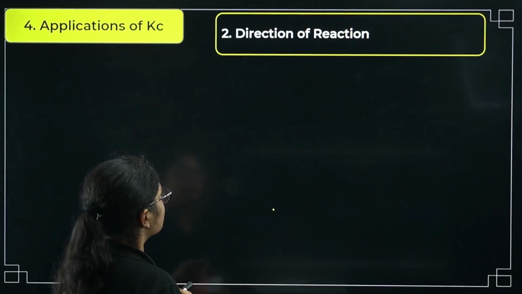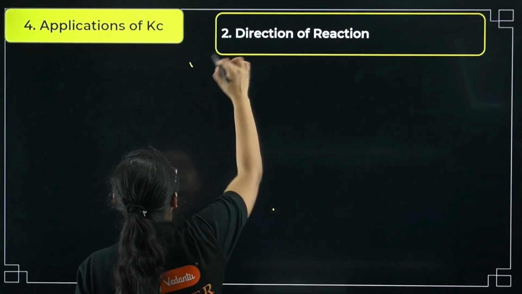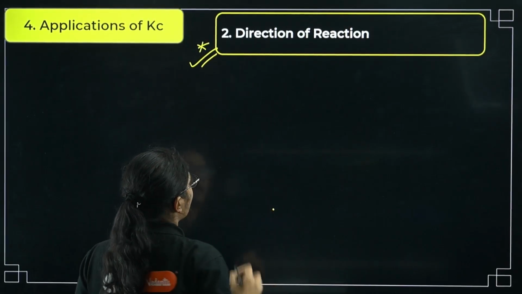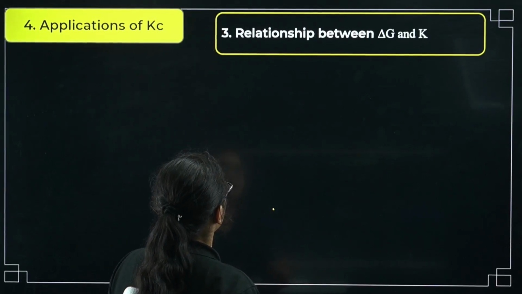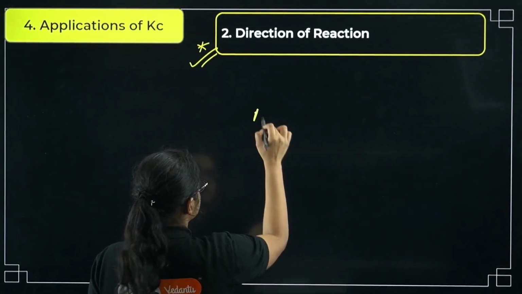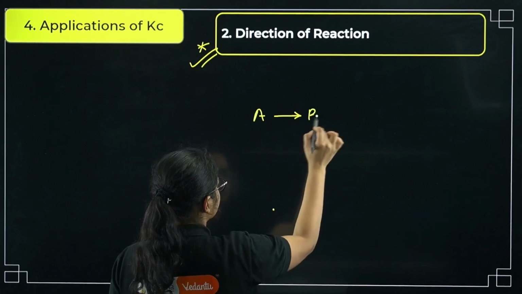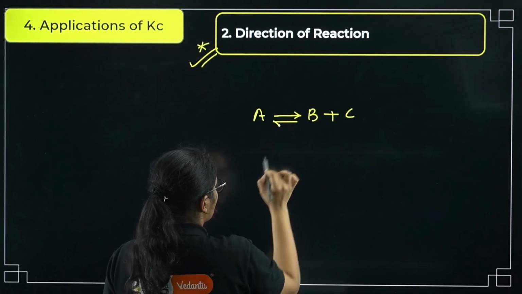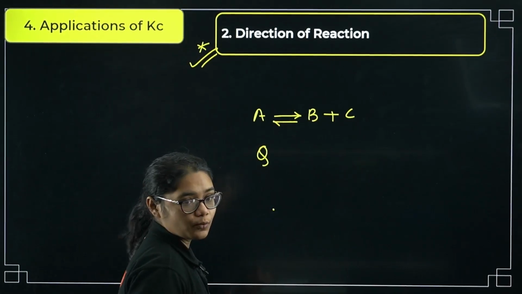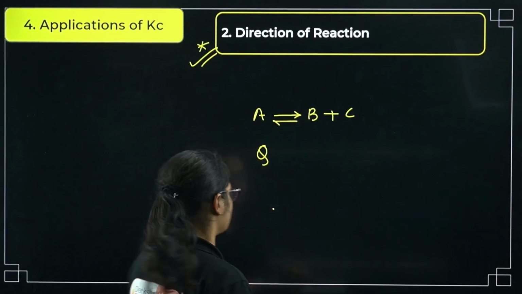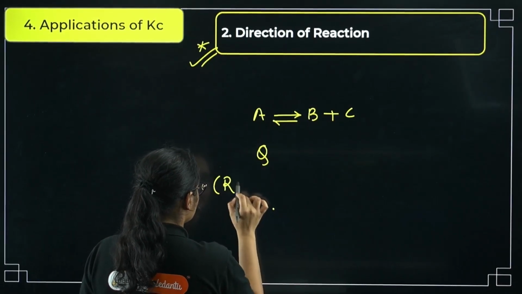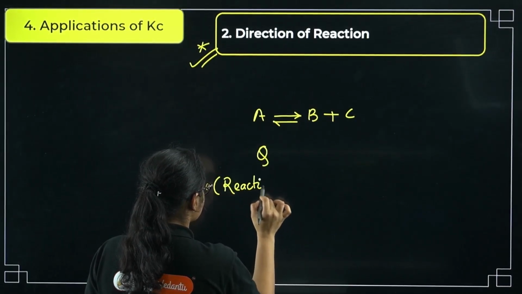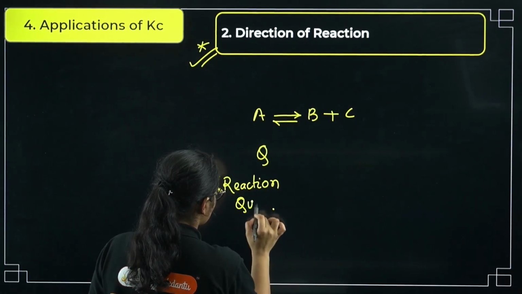Okay, to predict the direction of the reaction, this is very important. Suppose I have a reaction that is A gives B plus C. Just writing it like this. Now I can write the value of Q. What is Q here? Q is called your reaction quotient.